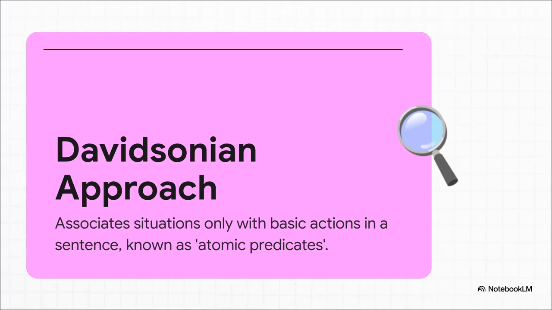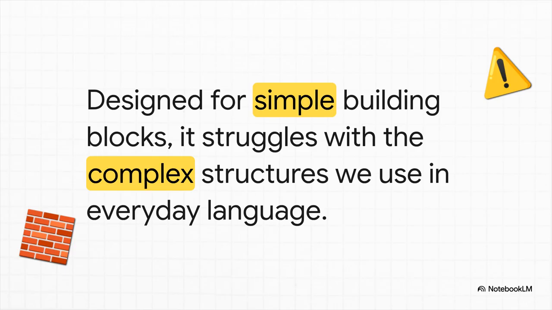Okay, so this Davidsonian approach, its whole strategy was to zoom in on the most basic action in a sentence, the core verb, what the pros call an atomic predicate. So if you have a sentence like, John quickly ran home, this method would pretty much just see the running part. All that extra detail, like how he ran or where he was going, gets left on the cutting room floor. And you can probably see the problem, right? This whole system was designed for these neat little building blocks. But our language is not neat. It's messy. It's full of all these extra bits that describe the how, the why, and the where. And this approach just didn't have a good way to fit those pieces into the puzzle.